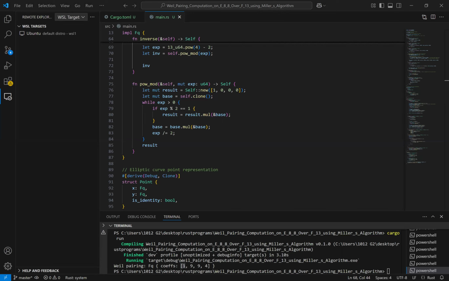Okay, so yeah, I have an example here. I just want to show you an example of two elements that are inverses of each other.